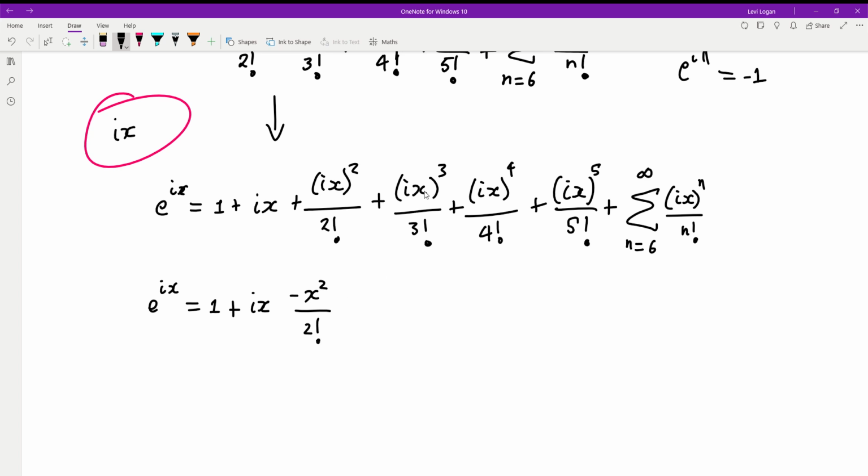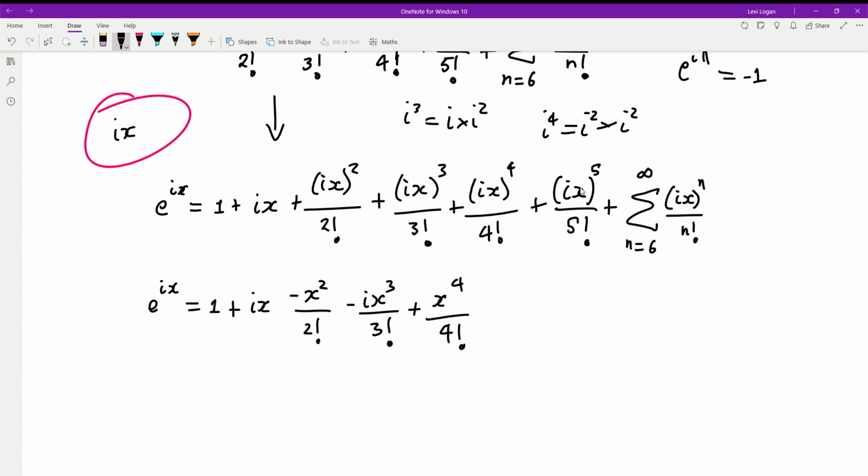Here, because i cubed is the same as i times i squared, this is just going to be negative ix cubed on 3 factorial. This here is going to be positive 1 because i to the 4 is the same as i squared times i squared, and we know i squared is -1, so -1 times -1 will be positive, so we'll have positive x to the 4 on 4 factorial.